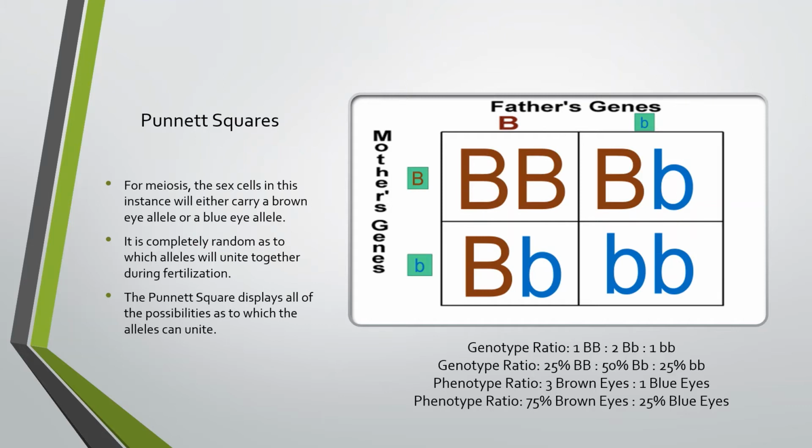Now for the phenotype ratio, 3 out of 4 boxes will provide you with brown eyes, while 1 out of 4 boxes gives you blue eyes, which is the same thing as saying a 75% chance of getting brown eyes, while there's a 25% chance of getting blue eyes.